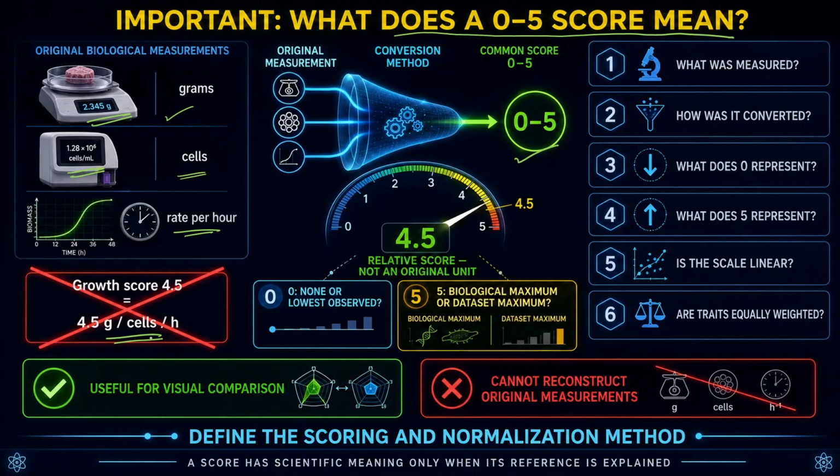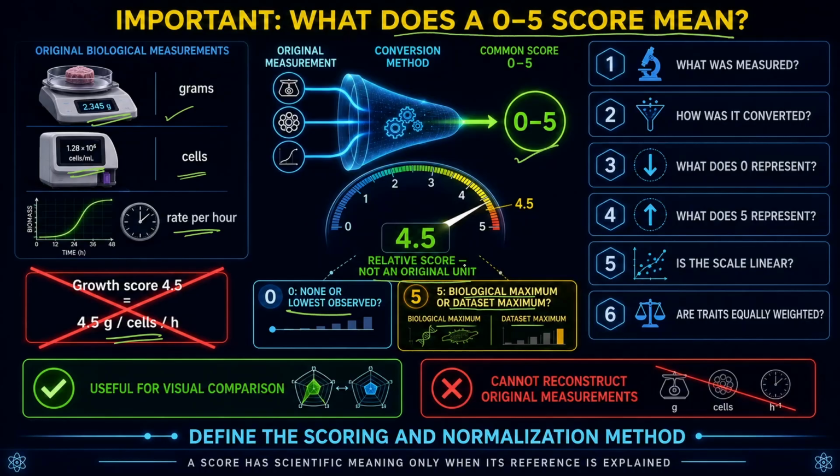0 may represent none or the lowest value observed in the dataset. 5 may represent a biological maximum or simply the highest value in the dataset. This common score is useful because it allows us to compare different traits visually on one radar chart. However, we cannot look at a score of 4.5 and reconstruct the original measurement unless the conversion method is provided.